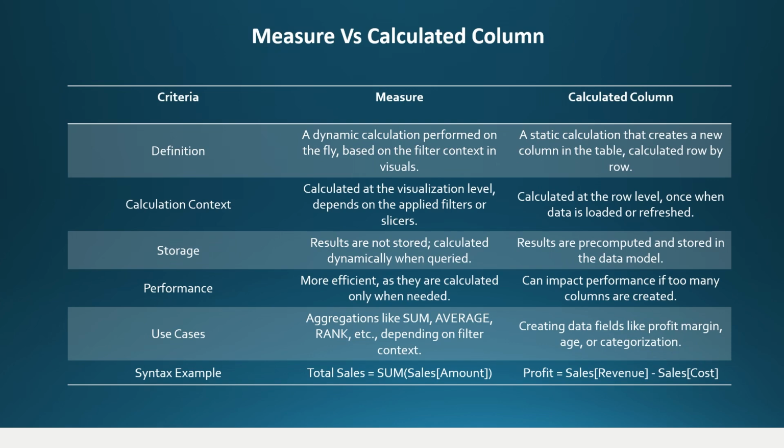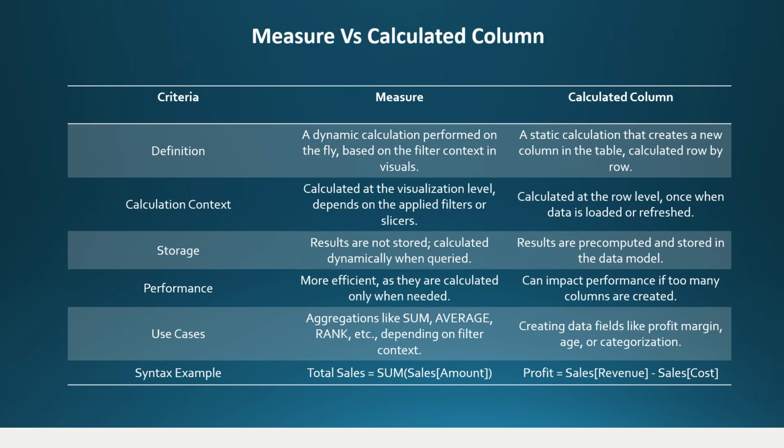Now let's head over to the next section, which is understanding the difference between a measure and a calculated column. DAX is used in both creating a measure as well as a calculated column. By definition, a measure is a dynamic calculation performed on the fly based on the filter context in a particular visual. Now, I'm going to explain what filter context means in detail, but for now, just understand that a measure works based on a filter context in a particular visual, whereas a calculated column is a static calculation that creates a new column in a table. It physically creates a new column in a table, which is calculated row by row.